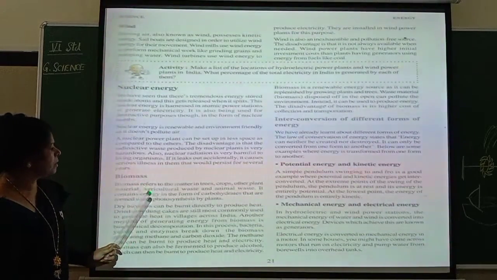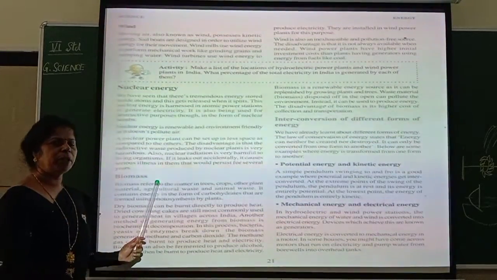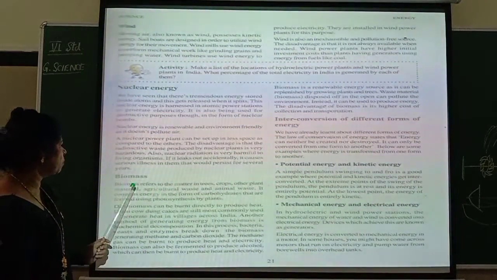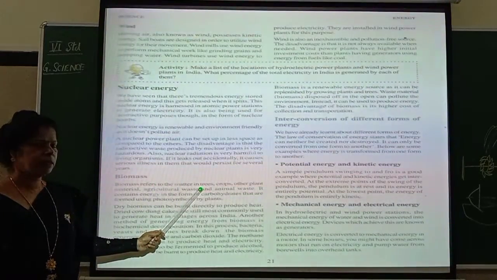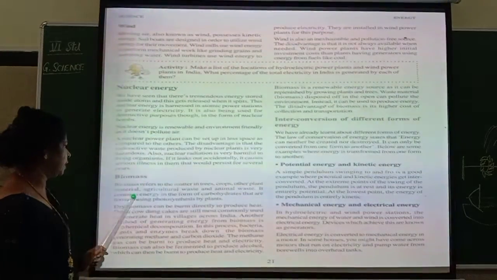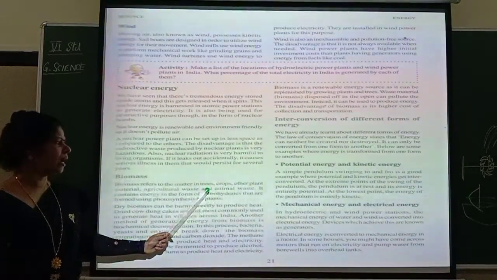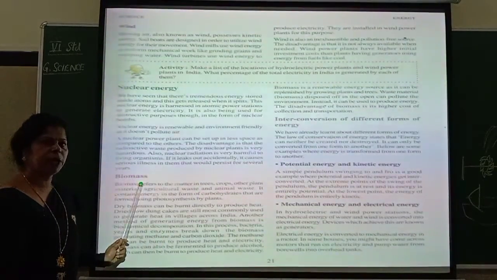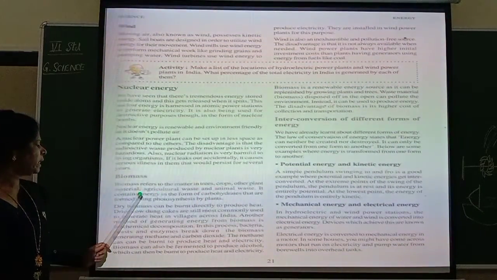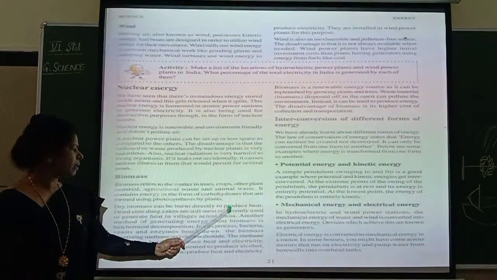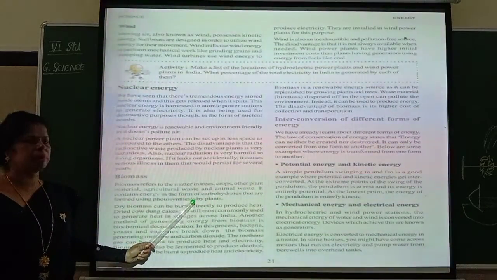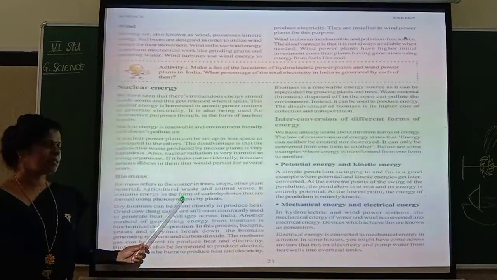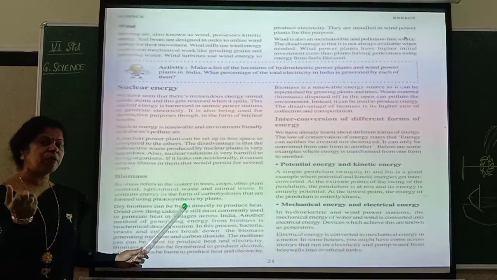Now coming to biomass. Biomass, I already told you, is the waste materials of plants and animals. Biomass refers to the matter in trees, crops, other plant material, agricultural waste and animal waste. So plant and animal products, waste materials, are called biomass. It contains energy in the form of carbohydrates that are formed using photosynthesis by plants.